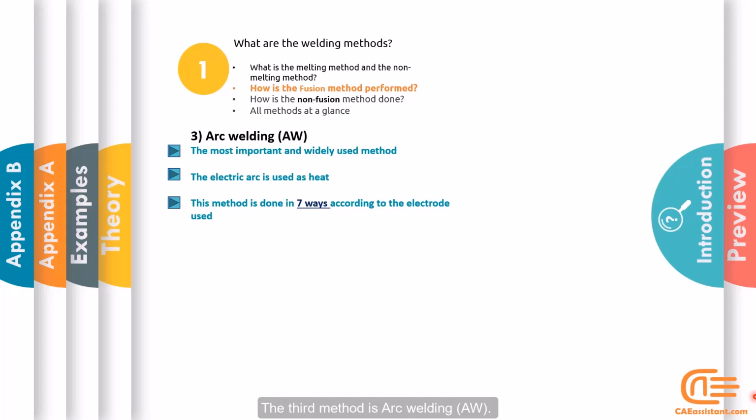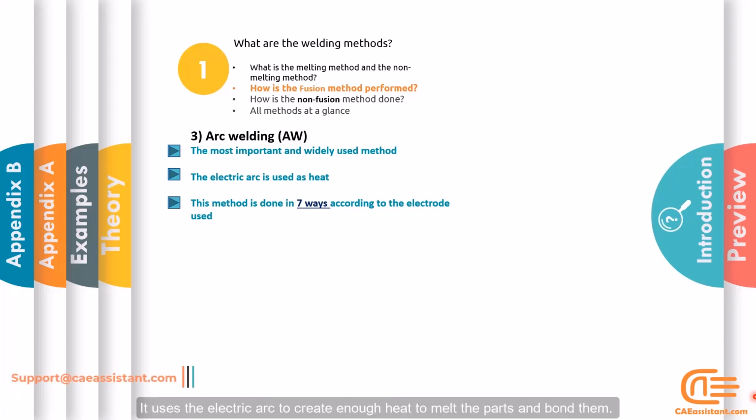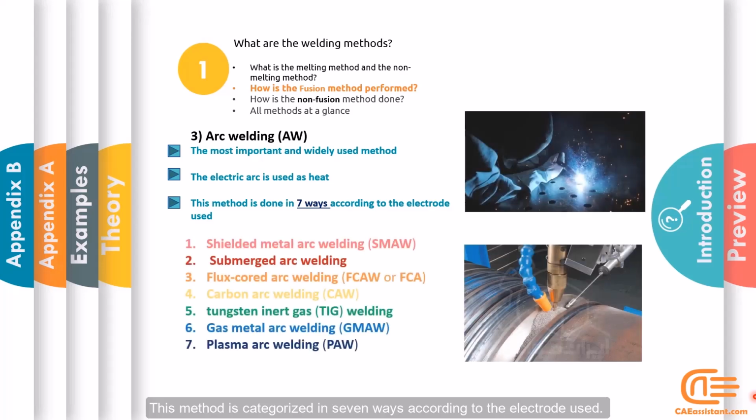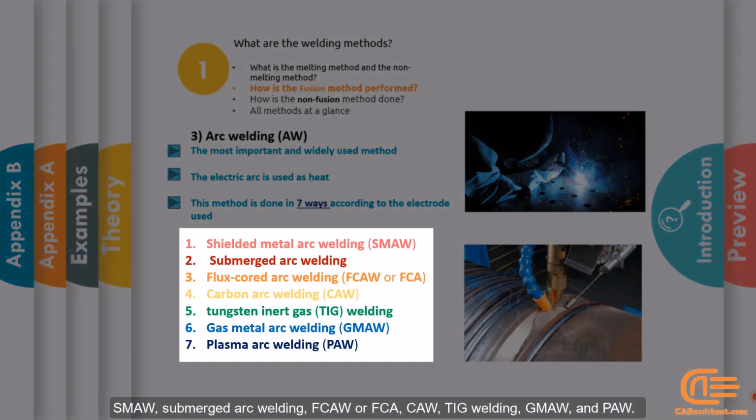The third method is arc welding, or AW. It is the most important and widely used method. It uses the electric arc to create enough heat to melt the parts and bond them. This method is categorized in 7 ways according to the electrode used: SMAW, submerged arc welding, FCAW or FCA, CAW, TIG welding, GMAW, and PAW.